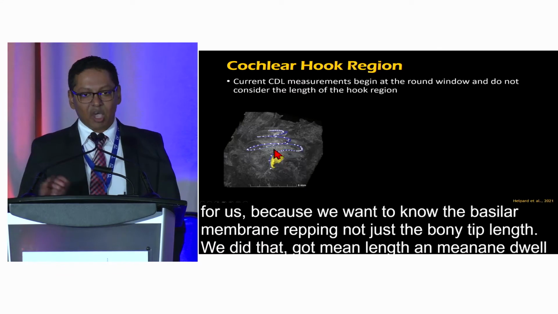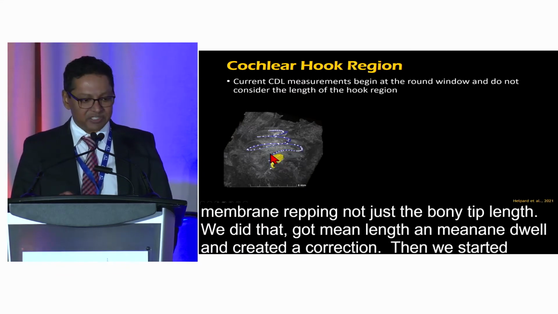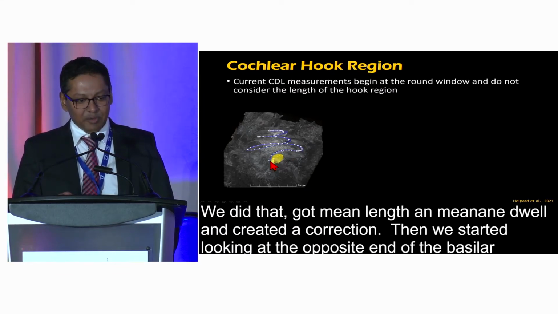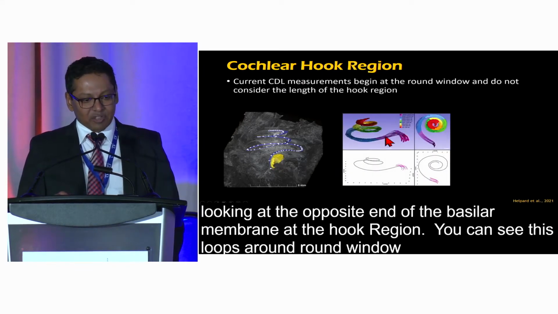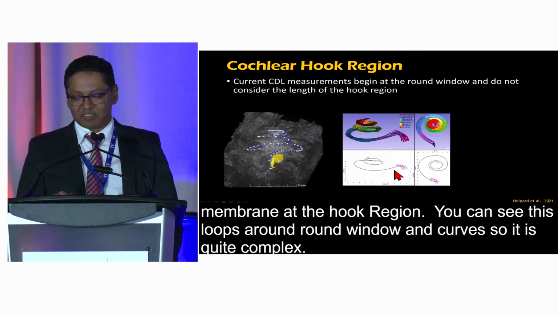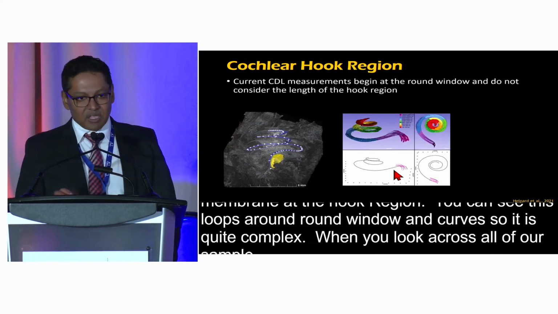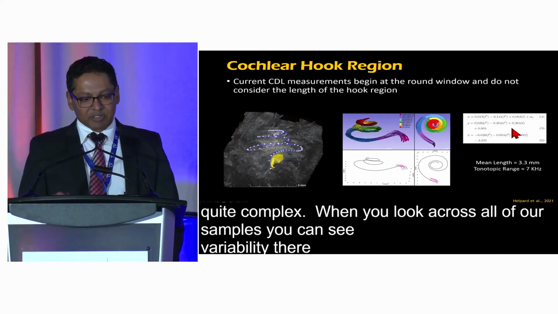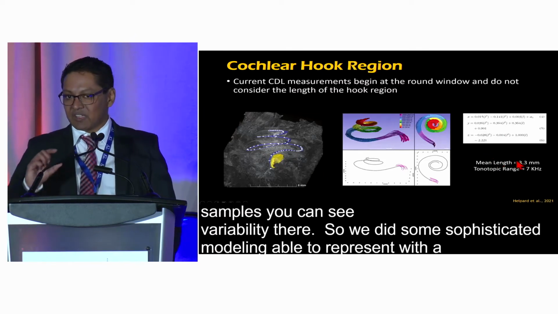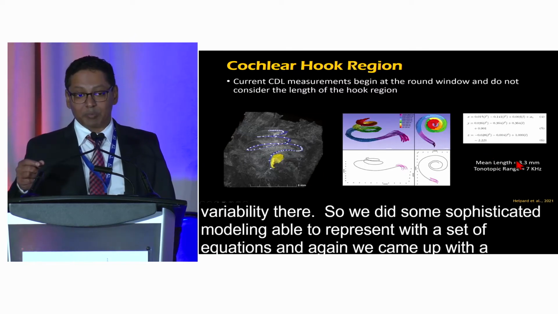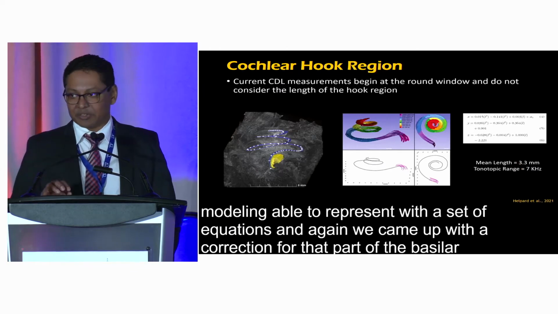Then we started looking at the opposite end of the basilar membrane, at the hook region. You can see this area kind of loops around the round window and curves, so it's quite complex. And when you look at it across all of our samples, you can see there's a fair bit of variability there. So we did some sophisticated modeling. We were able to represent this with a set of equations. And again, we came up with a correction for that part of the basilar membrane that we don't measure when we start at the middle of the round window.